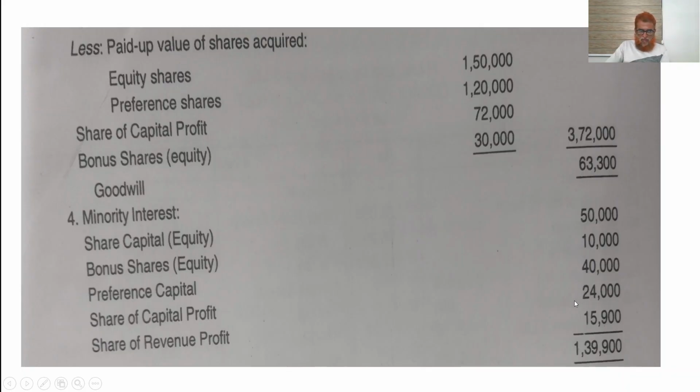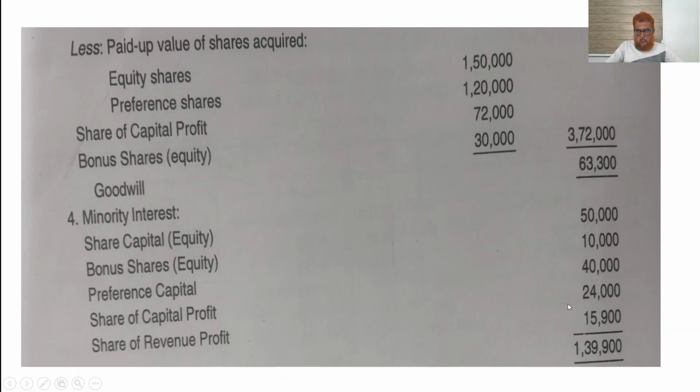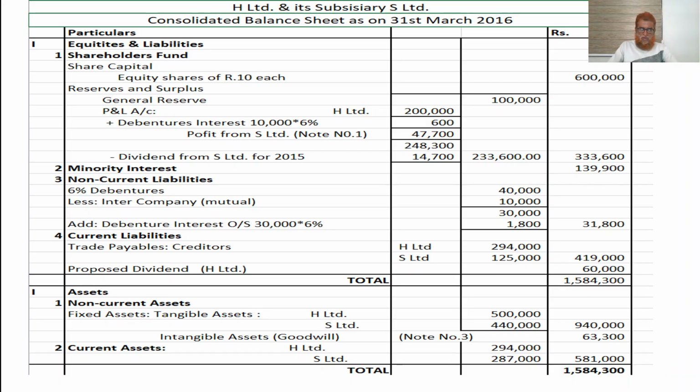Then share of capital profit, share of revenue profit. That is minority share. In the last slide we have here. Share of the minority share in capital profit, 24,000. Minority share in revenue profit, 15,900. So 24,000, 15,900. Total 1,39,900. These are the calculations we have completed. Now we will move to the balance sheet in the new format as per Companies Act 2013.